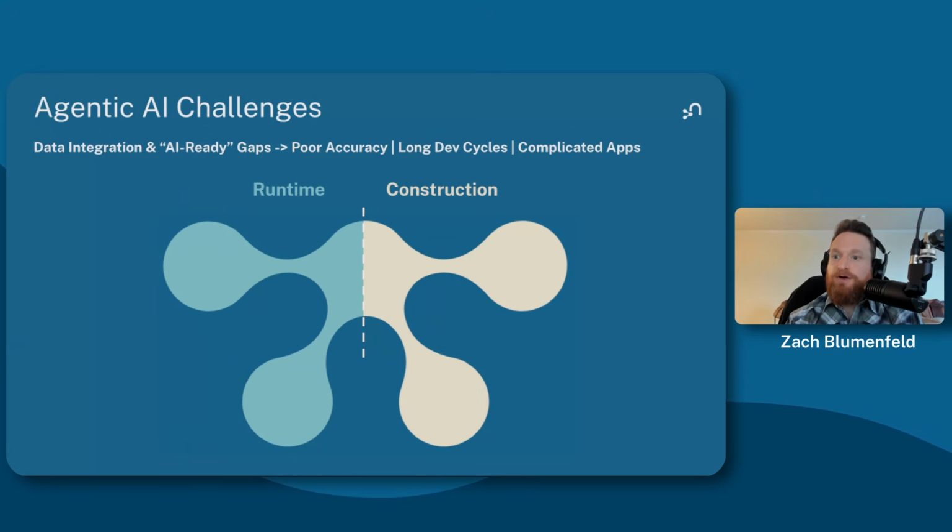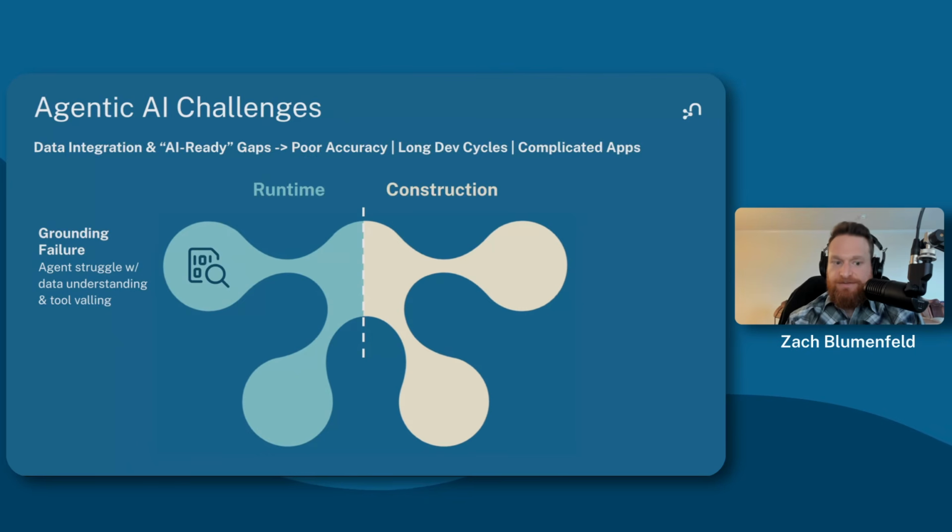When we think about runtime challenges with agentic AI, there's two things. There's grounding failures, where the agent struggles to understand the context of your data. Really, I'm going to use the word ontology and the schema of your data. And it says tool calling. That's a typo. It should say tool calling. But basically, when to call the right tools and how to understand the domain so that it can figure out how to put the different pieces of data together when creating a response for a user.